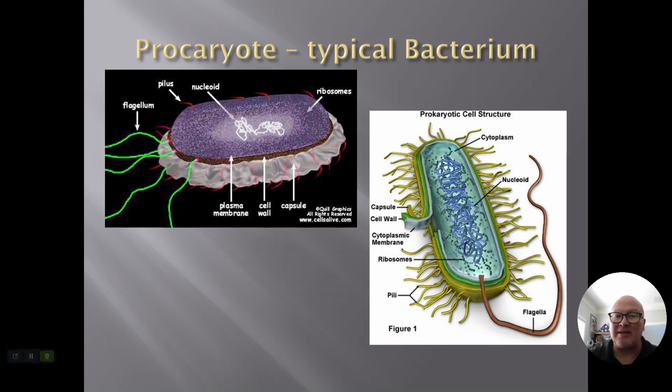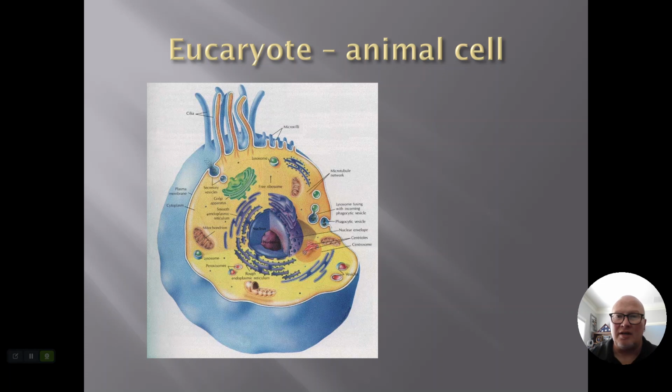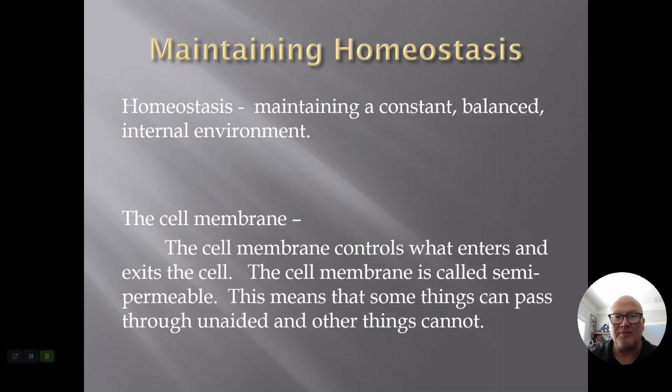And you can see some bacteria will have long flagella, and they'll have these cilia that allow them to move and whatnot. Most bacteria are motile. There are some that are sessile, but most will move around. Here's a typical animal cell. We've looked at that before.